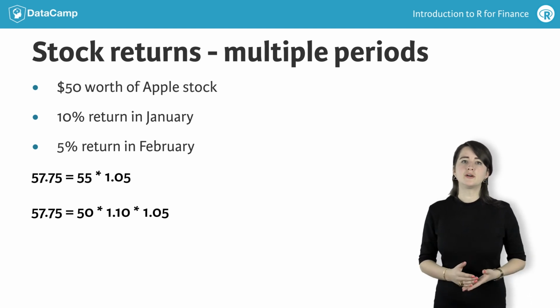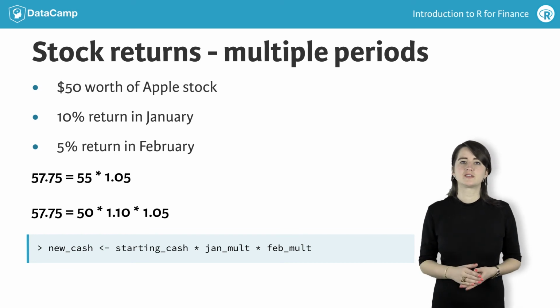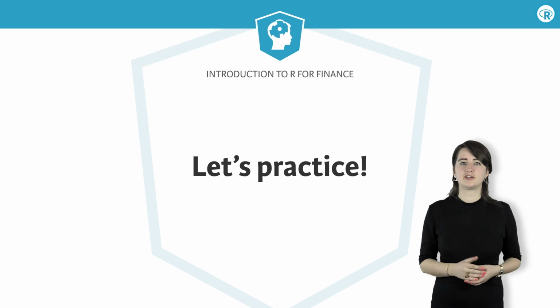To move 2 months forward, we multiply our original $50 by the return multipliers for those 2 months. Now it's your turn. The next 2 exercises will test your knowledge of financial returns in combination with variables.